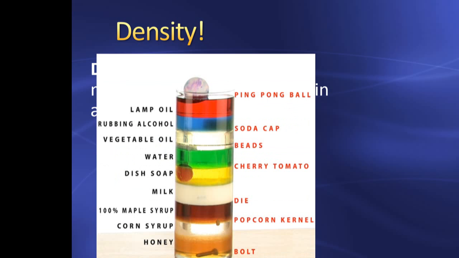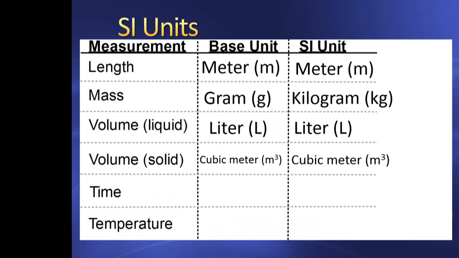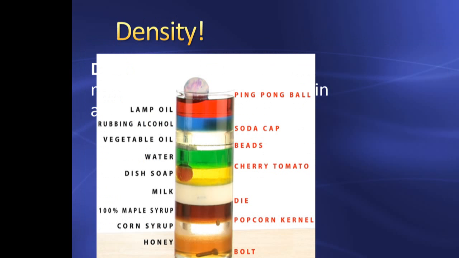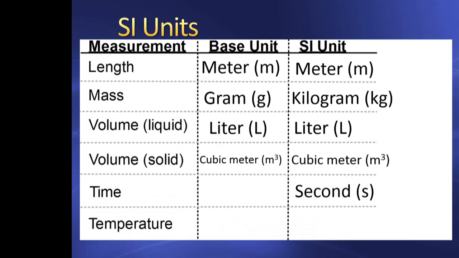Density can be a lot of fun. Density allows things like this density column to exist. The different objects and liquids have different densities. Those with less density are on top, those with more density are on bottom. If you think back to 6th grade, hot air and hot water rises because it's less dense than cold air and cold water. Time. The SI unit for time is seconds.